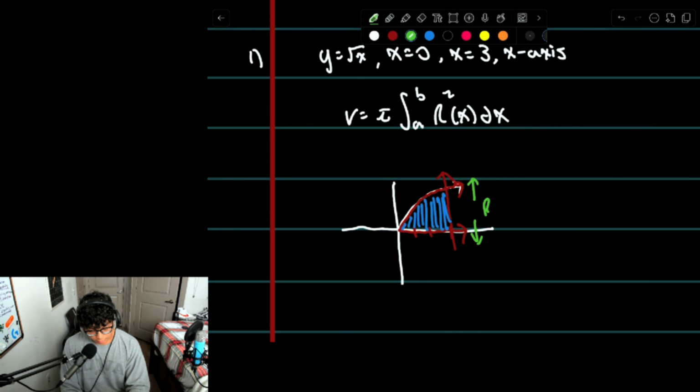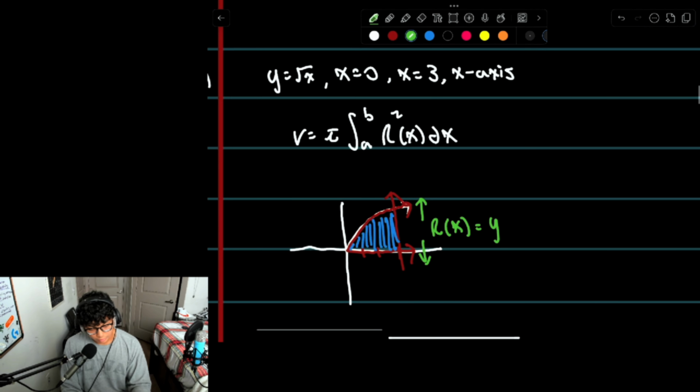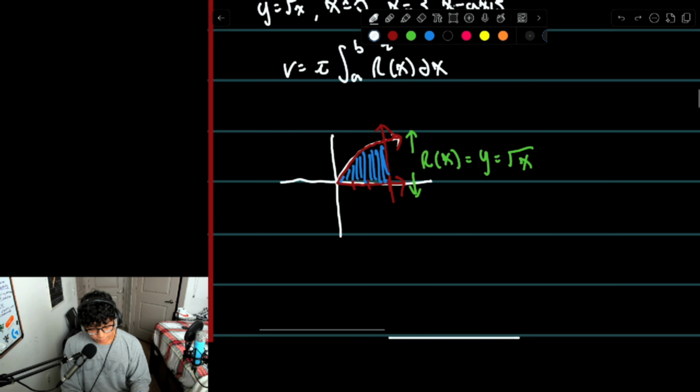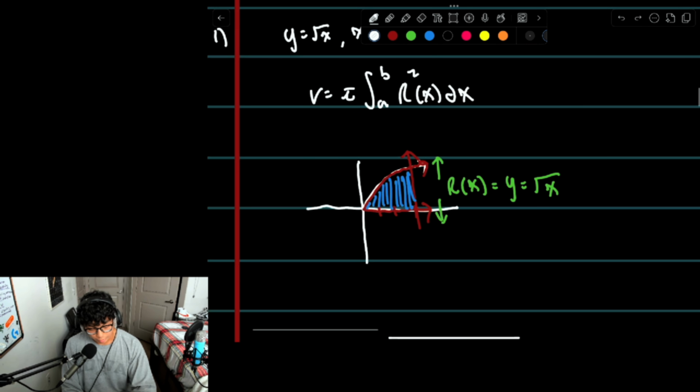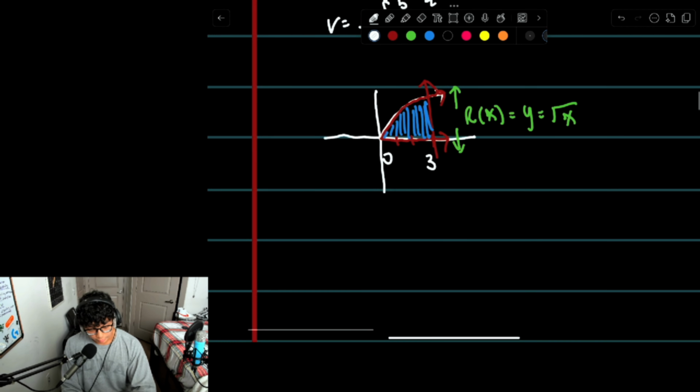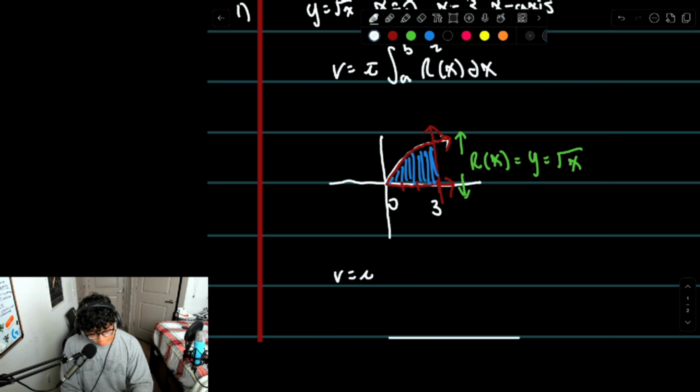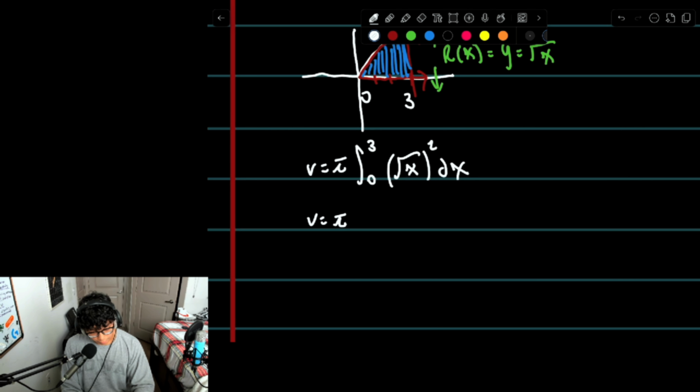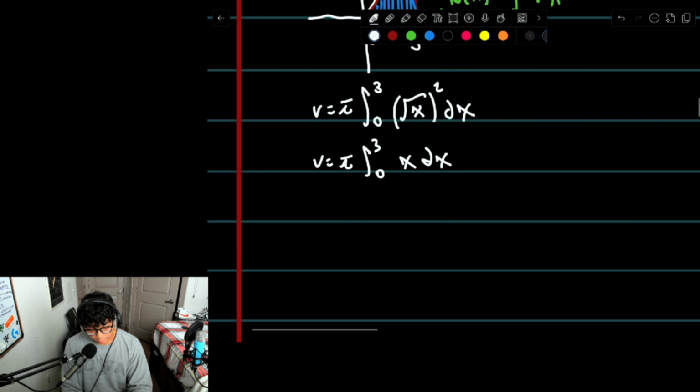Our radius is going to be this, which is equal to y, and we know that our y equals the square root of x, stated here. So now that we know our r of x, and we know our bounds are 0 to 3, we can write down our equation. So the volume equals pi, bounded from 0 to 3, and then the square root of x squared dx. We could simplify that further: square root of x, well, squared is x, dx. We know the antiderivative of x is x squared over 2, so our volume will equal x squared over 2 from 0 to 3.